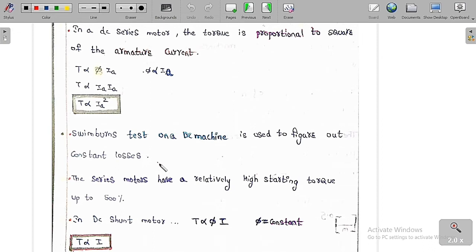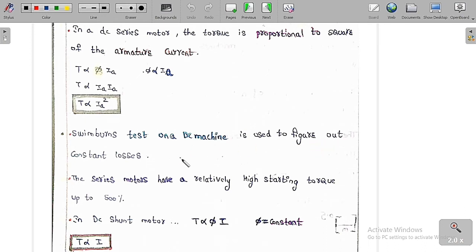Basically, the Swinburne test is also called the no-load test. No-load test means we cannot go for the DC series motor, because a DC series motor at no load attains a huge amount of speed, which is dangerous. So only motors which are suitable for the no-load test are used, like the DC shunt motor and DC compound motor. The DC series motor cannot be tested at no load because the speed is very high and very dangerous. So we don't do this test for the DC series motor, only for the DC shunt motor and DC cumulative compound motor.